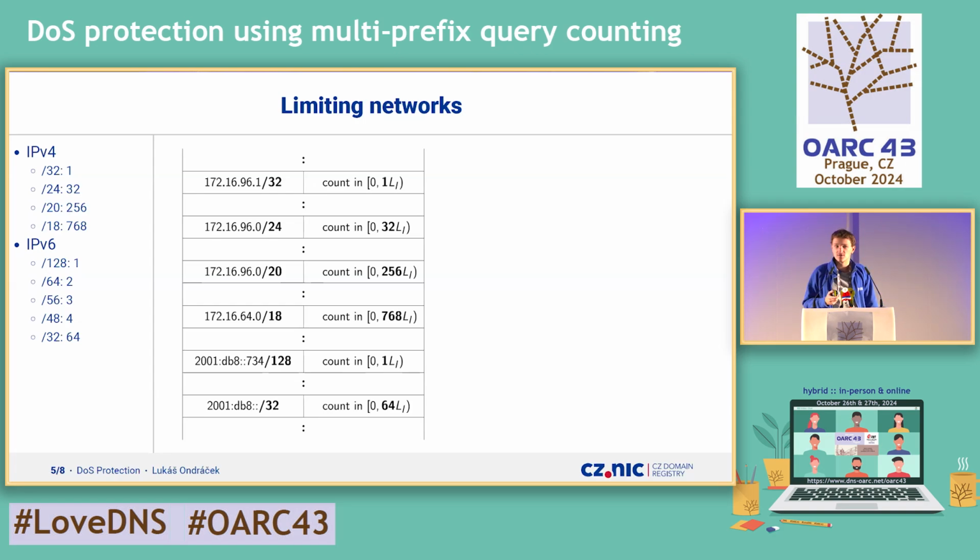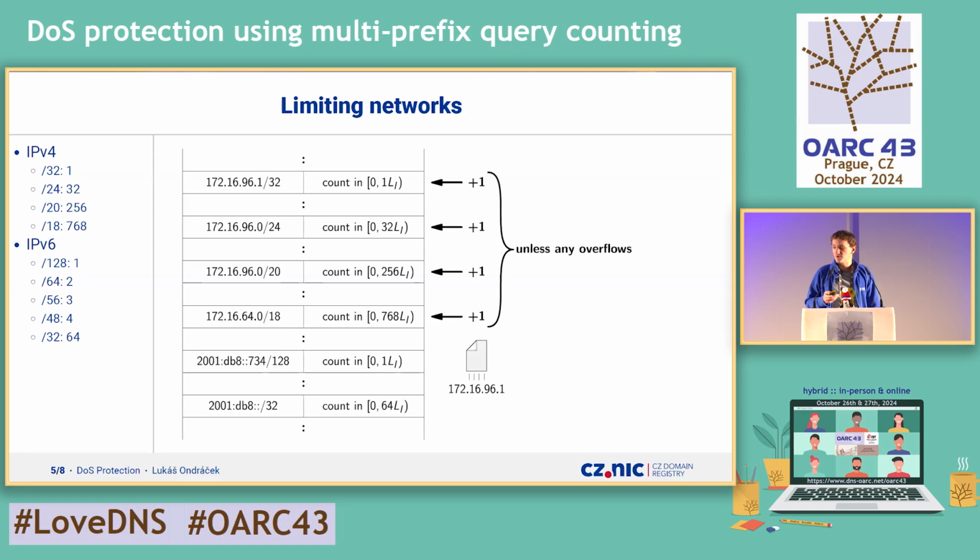We have chosen several important prefixes and assign a multiplier of the limit to each of them. So now we have in our table the individual hosts as well as the networks, and the networks have the limit multiplied by the constants. Now when we receive a packet, we try to increment all of the relevant rows unless any of them overflows. In which case we again restrict the answer.